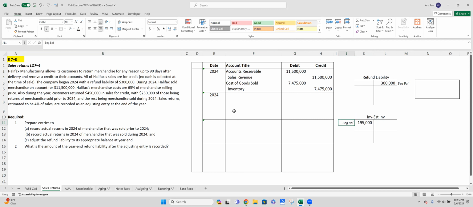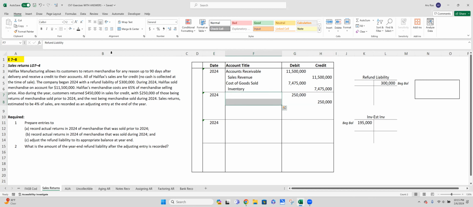Now let's take care of the returns that happen. The total returns are 450,000, but we're going to break them down into two parts, 250 and 200. The reason is because 250 related to the prior year's sales. So let's start with that. I had $250,000 worth of merchandise that came back to me. I had planned for this to come back.